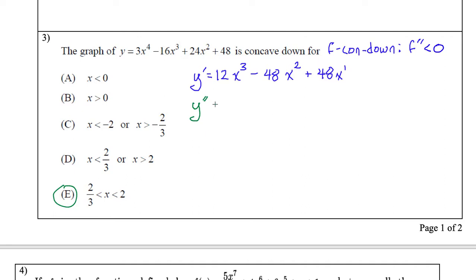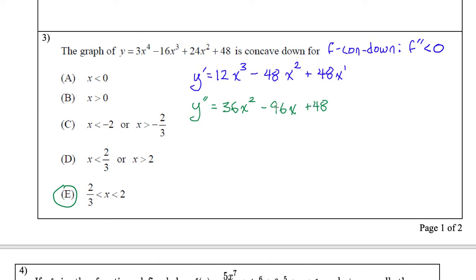Y double prime here, so 3 times 12 is 36, x to the power of 2, it goes down from 3, minus, this is going to be 96x, and then plus 48 with no x, because it's x to the power of 0, which cancels out. I'm just left with 48. So there's my second derivative. I now need to set it equal to 0 and solve.